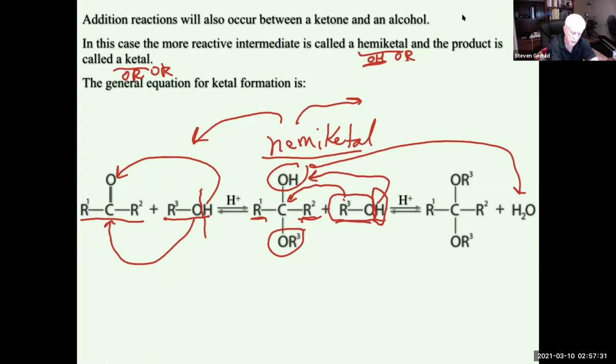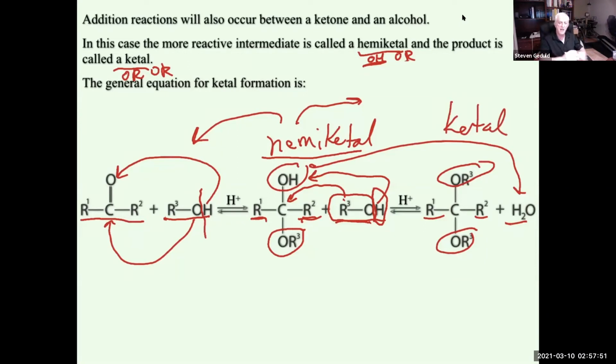Okay, so we formed our water, and now we've got an OR group that's formed, and our OR group that was originally there, and these two R's. So this is not a hemi anymore because there's two ORs. There's no OH. There's no hydroxyl group. There's two OR groups. So now it is a ketal because there's two carbons, one attached to each side.